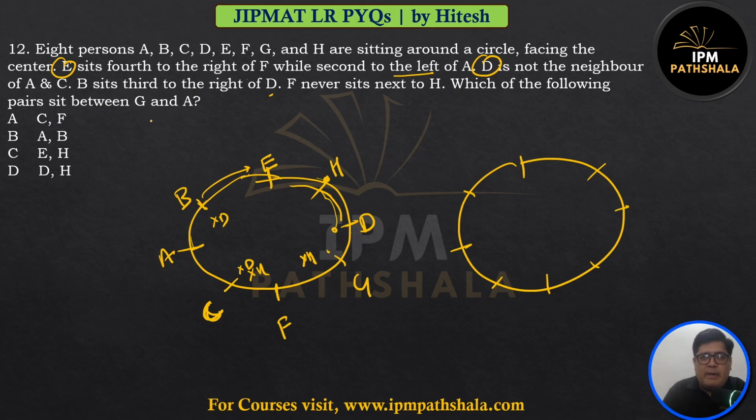Which of the following pair sit between G and A? Where is G? This is G. This is A. Which pair? C, F. C and F sit between A and B. How much time should such a question ideally take in the exam? This will easily take 1.5 minutes to 2 minutes if the aspirant has prepared well enough before the exam, has solved enough mocks.